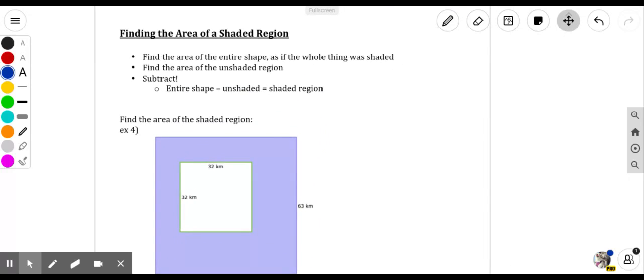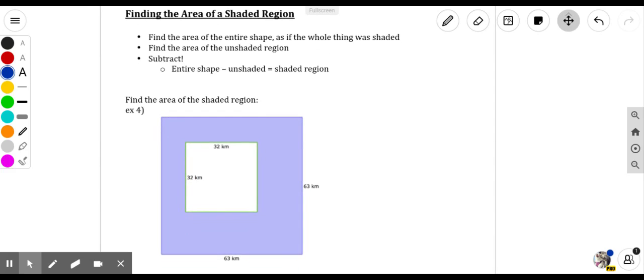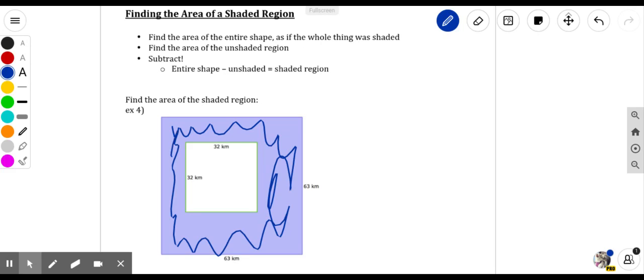Okay, so the last thing we're going to do is find the area of a shaded region. And so what we mean by that, if you take a look at this picture here, it's like a shape within a shape. And so only part of it is shaded. So if you look at the shaded part right here, if we're just looking at the shaded part, this is not a figure that we know how to find the area of.